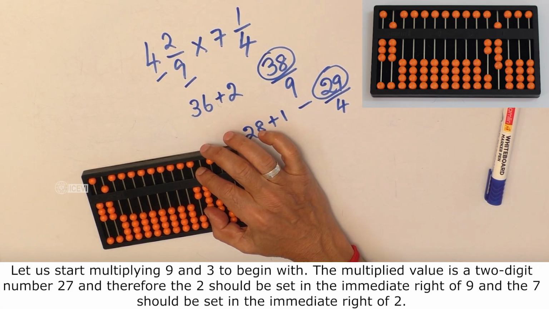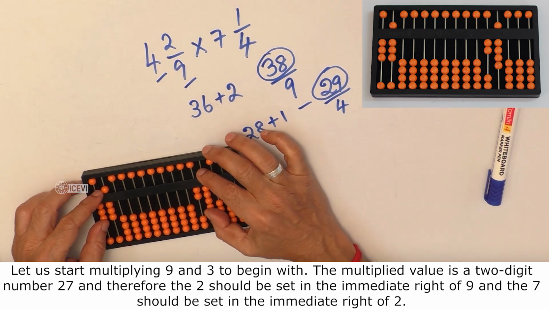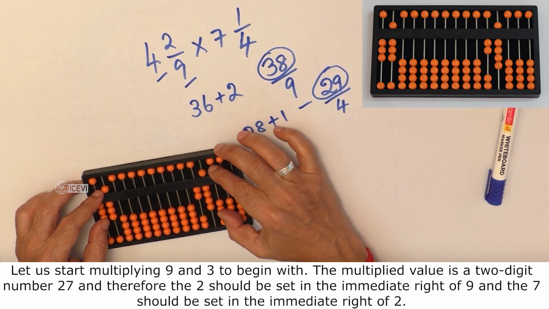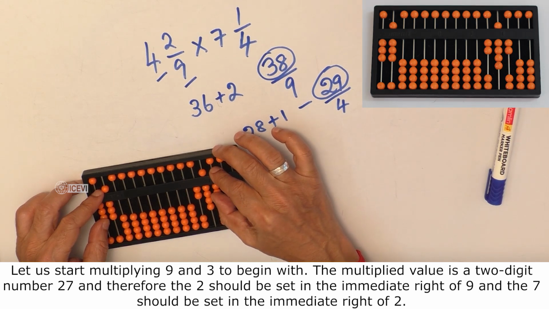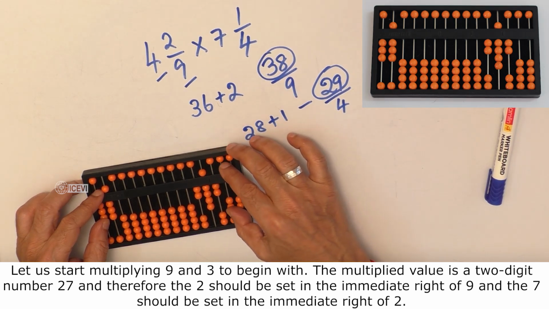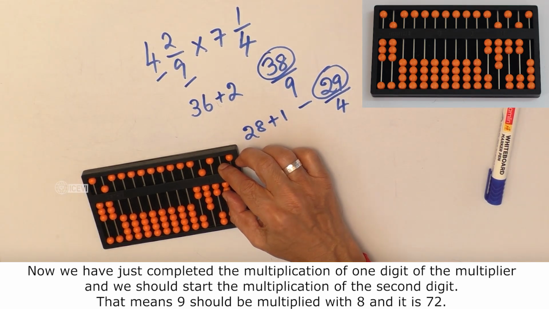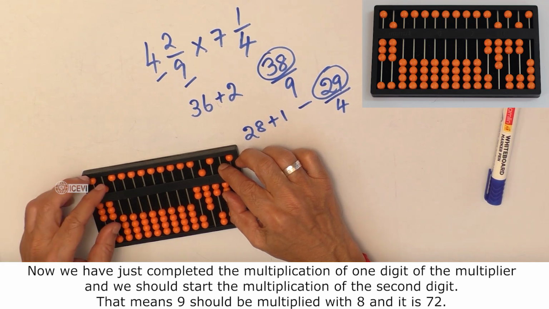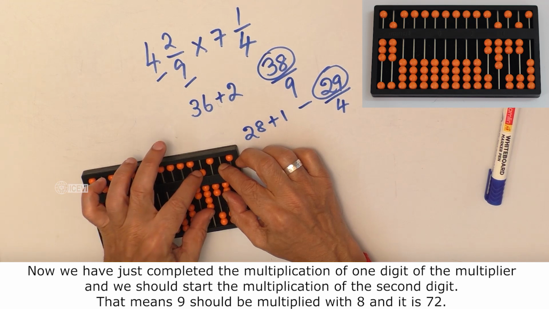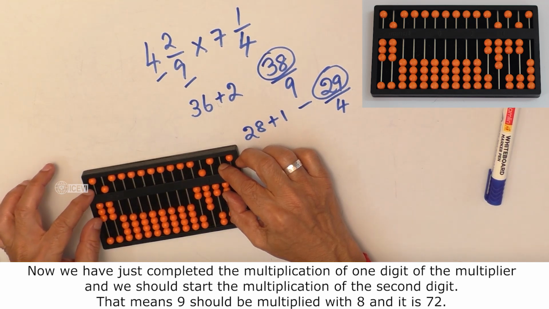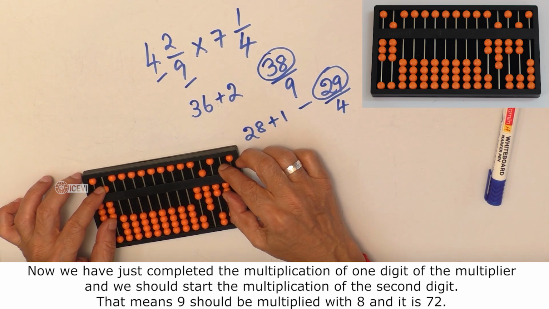Let us start multiplying 9 with 3 to begin with. The multiplied value is a 2-digit number, 27, and therefore 2 should be set in the immediate right of 9, and 7 should be set to the immediate right of 2. Now we have just completed the multiplication of 1 digit of the multiplier, and we should start the multiplication of the second digit. That means 9 should be multiplied with 8, and it is 72.